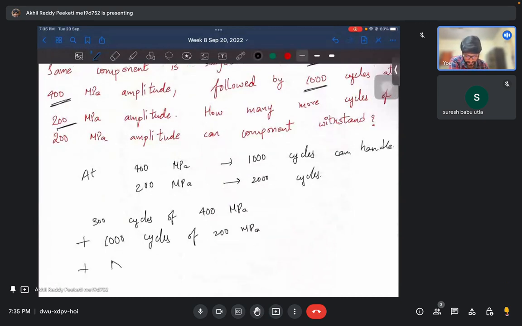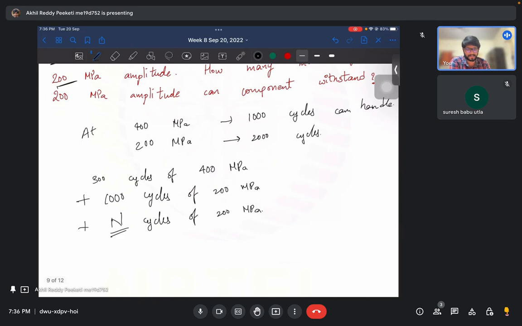So let's take that as n cycles of 200 MPa. Okay. So what they are asking is, after how many cycles of extra 200 MPa will it fail. So in these cases there is one simple relation. At 400 MPa we need 1000 cycles for full damage, right? But we are only putting 300 cycles. So effectively we can say that this damage is 300 by 1000.